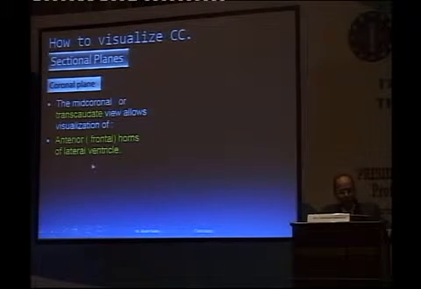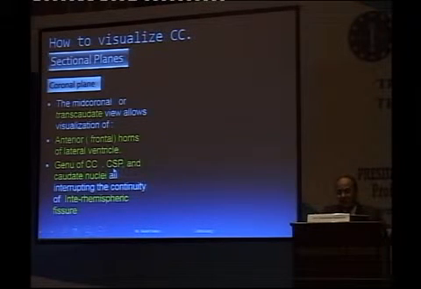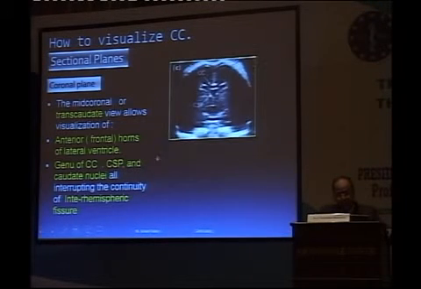Now in the coronal plane, the mid-coronal or transcaudate view, it allows visualization of the anterior horn of the lateral ventricle. In normal cases, they are very close to each other, and they are separated by the interhemispheric fissure. In cases of agenesis of the corpus callosum, there is widening of the distance between the two frontal horns of the lateral ventricle. The genu of the corpus callosum, the cavum septum pellucidum, and caudate nuclei all interrupt the continuity of the interhemispheric fissure.